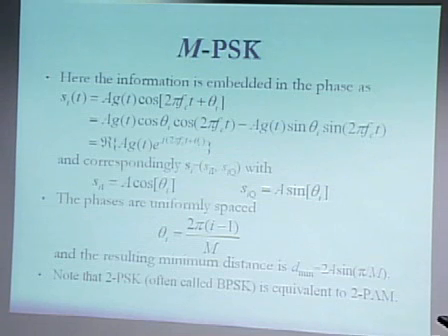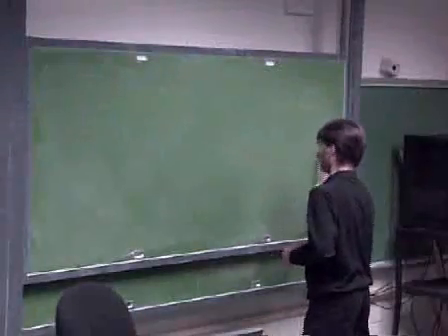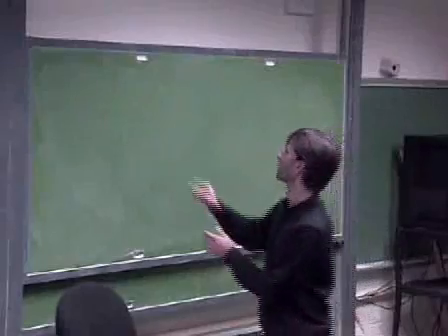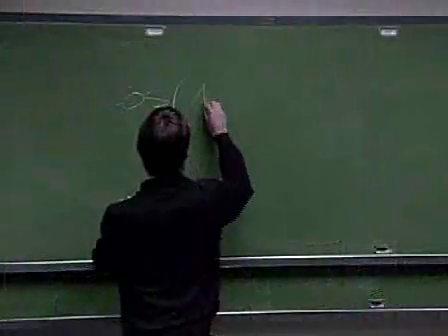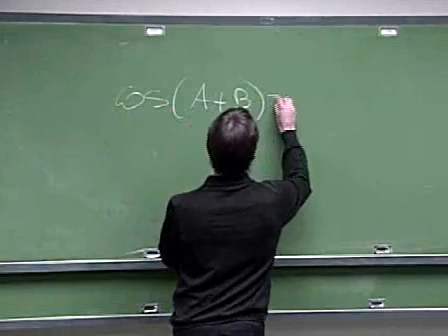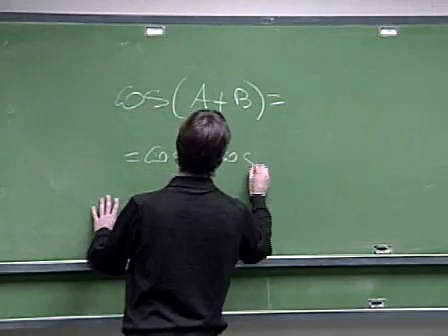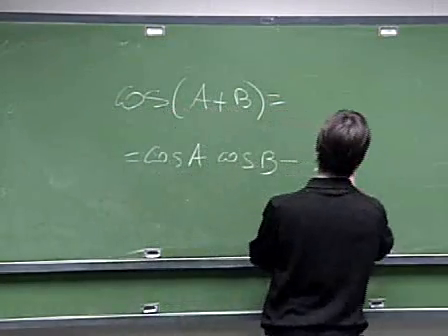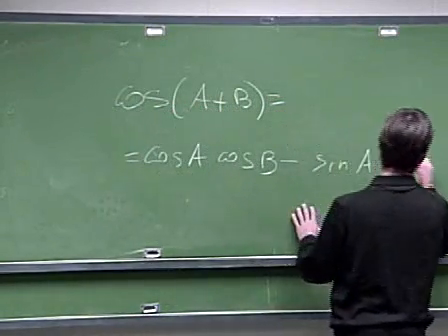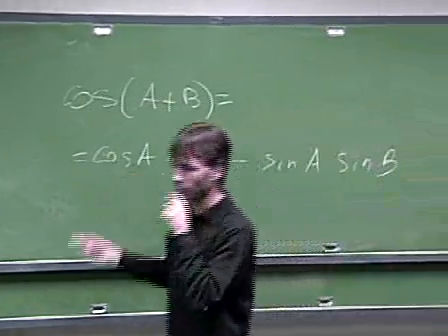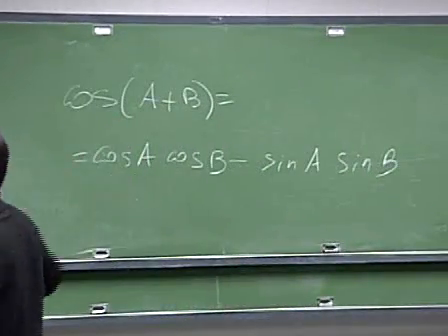Right? We can expand this, and I think we've seen this formula before, right? We have a cosine of a sum. We've seen this before, right? Cosine of a plus b is equal to cosine of a times cosine of b minus sine of a times sine of b. The cosine of a sum is a product of cosines minus a product of sines.